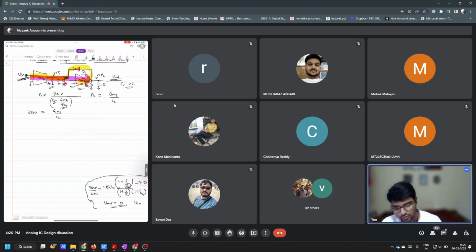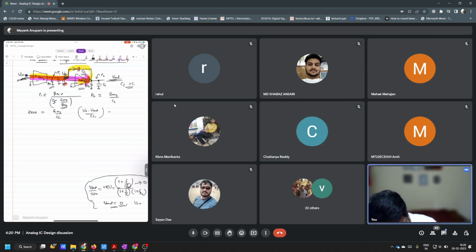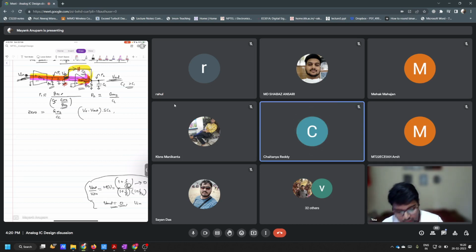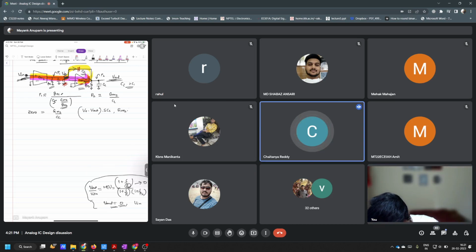The current which is passing through these two will have different phase shifts simply because, if you apply a voltage VE here, let's say there is a voltage VE at this point, then what is the current which is going to pass through CC? VE minus V naught times SCC. Correct. And what is the current that will pass through this GM2? Current due to GM2 will be GM2 times VE, correct?